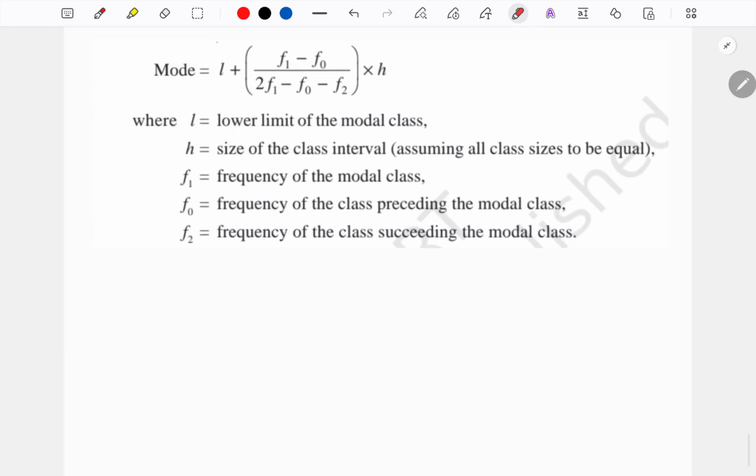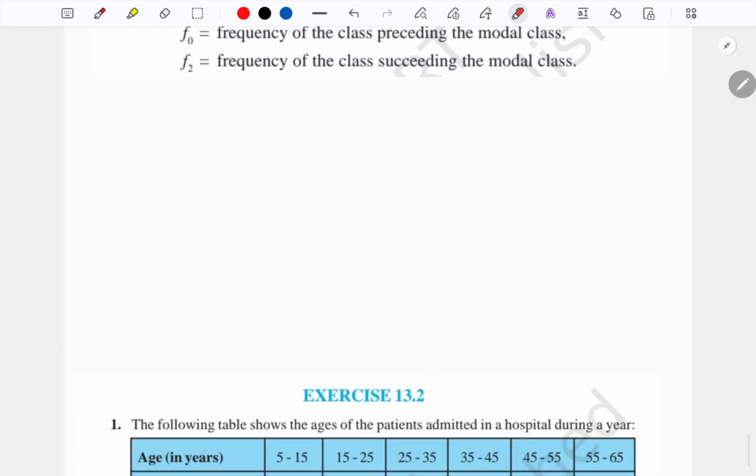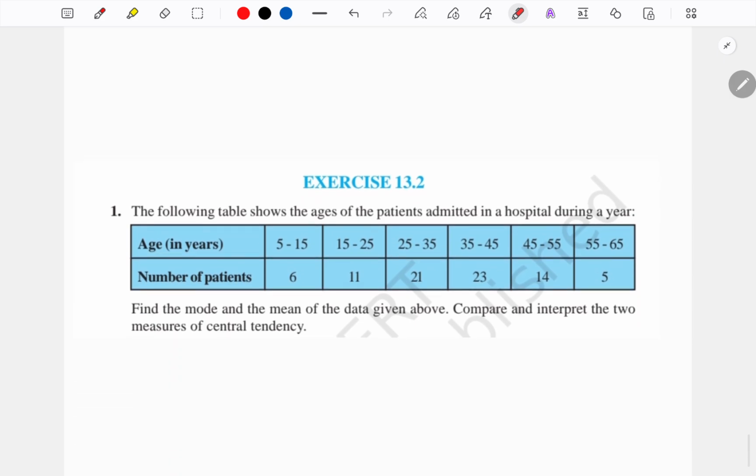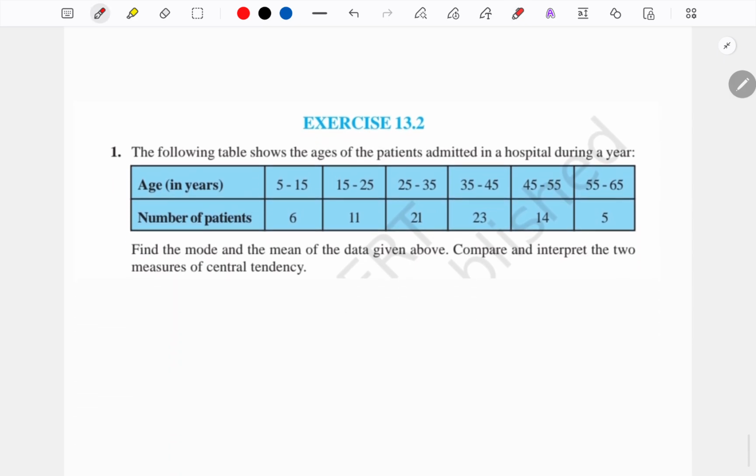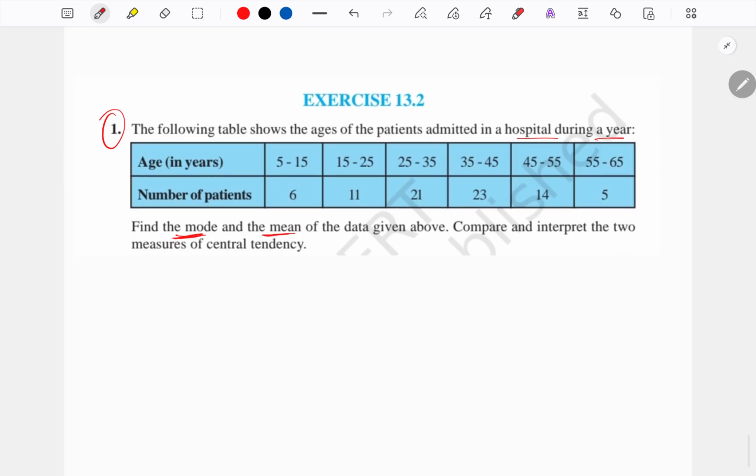Everything will be given in your questions. Now we need to identify the things. So how to identify them? Suppose this is the question: the following table shows the age of the patients admitted in a hospital during a year. Now find the mode and the mean. In this question I will only find the mode. The concept of mean I have already explained in other videos, you can watch that.